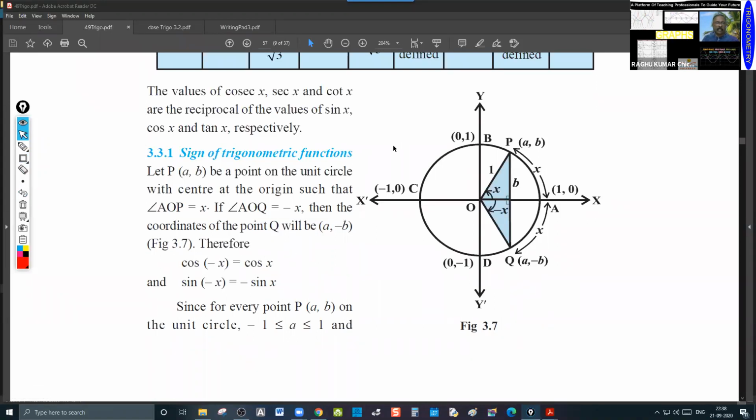Like what? Let me explain that. What will be cosine of minus x? What will be sine of minus x? He's saying that cosine of minus x is plus cos x. He's saying that sine of minus x is minus sine x. How is it possible? Very simple, I'll tell you.